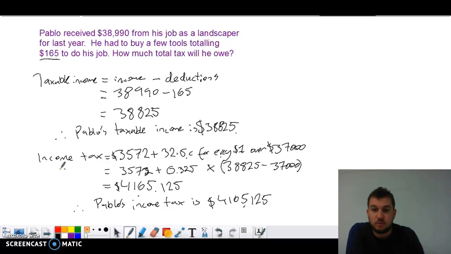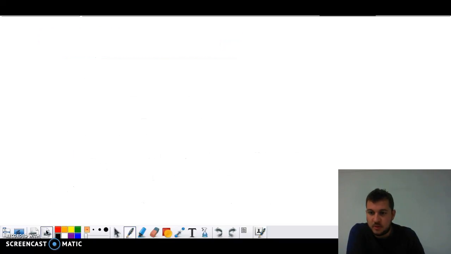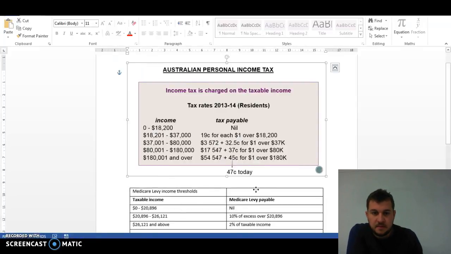Income tax is not the only tax that the government charges. That pays for stuff like roads and schools and that kind of thing. Paying for hospitals, your medical treatment, is Medicare levy. So I'm just going to make a page, and we're going to look at Pablo's Medicare levy. Medicare levy is a little bit simpler. We look at this table.